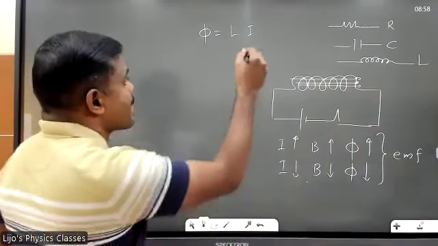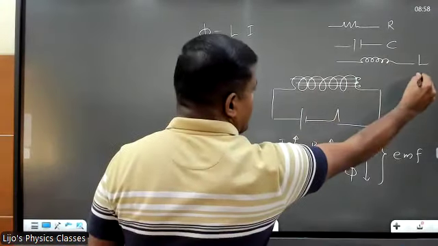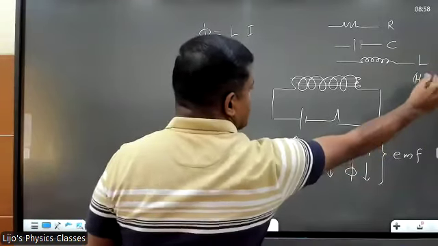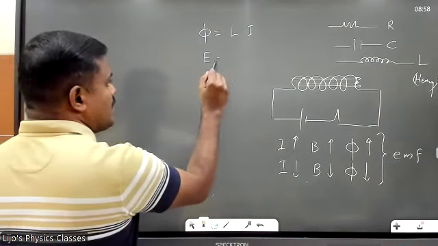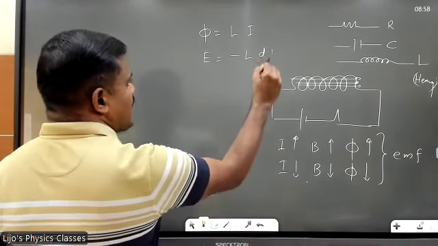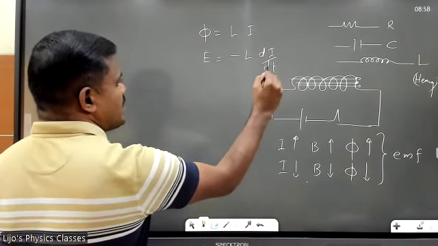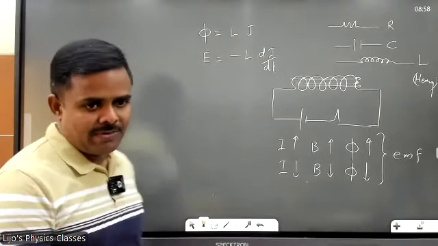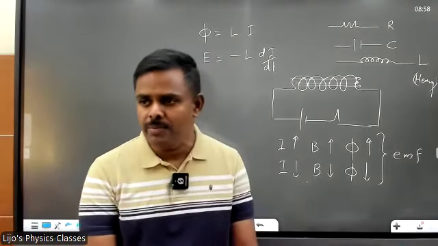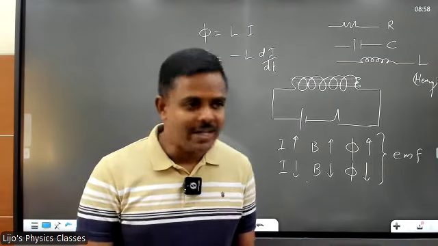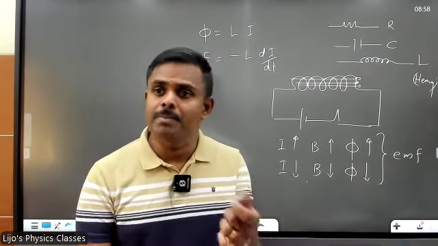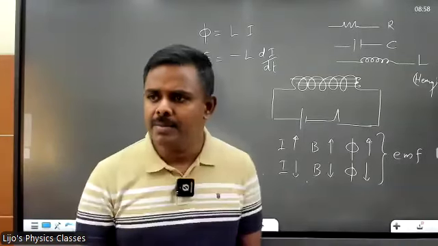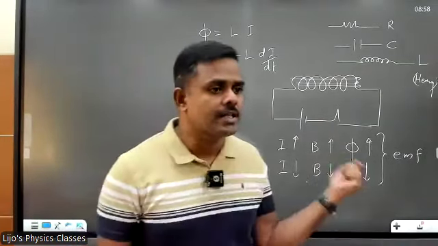And the unit of L is Henry. If you remember, Henry is the unit of self-inductance. And the second equation we learned is EMF equal to minus L into di by dt. I told you that an EMF will be generated, right? And that EMF is called self-induced EMF, sometimes called back EMF. Why back EMF? Because it opposes the cause.